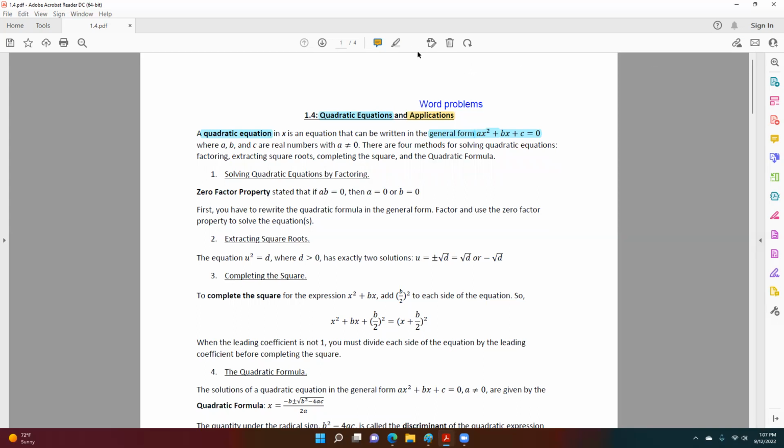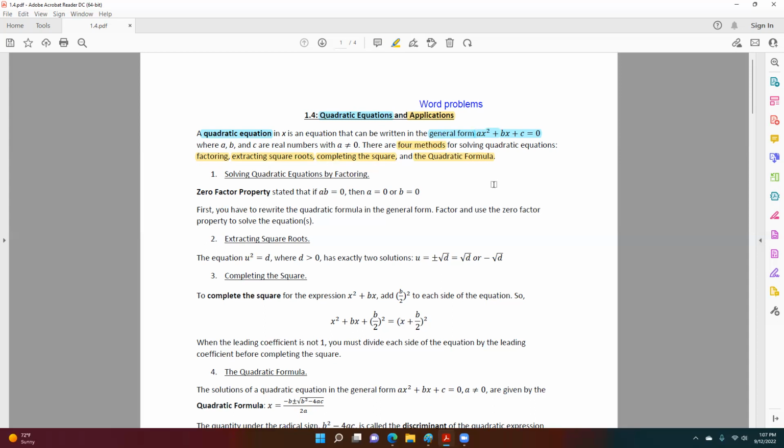If you have a quadratic equation, as you know, this is an equation, so we have to solve it. How many ways can we solve quadratic equations? There are 4 ways. You can solve by factoring, by extracting the square root, by completing the square, and you can solve using the quadratic formula. So there are 4 ways that you can solve a quadratic equation.